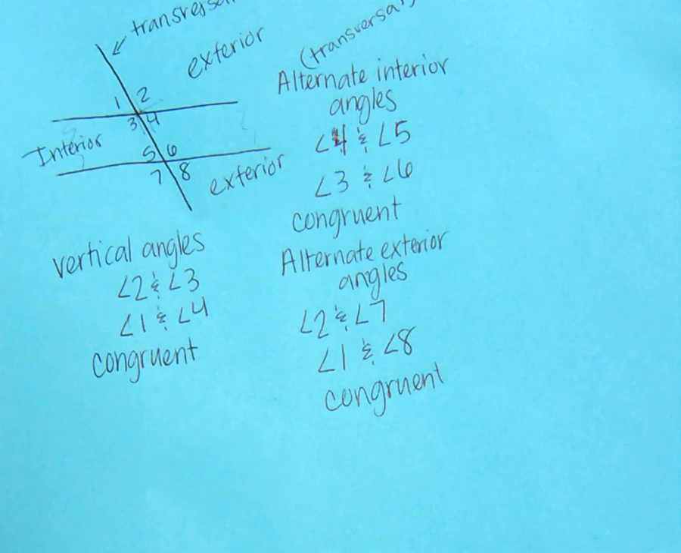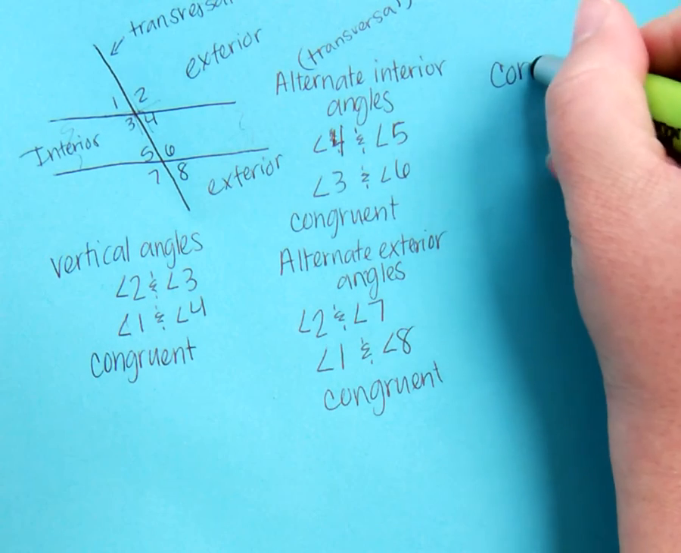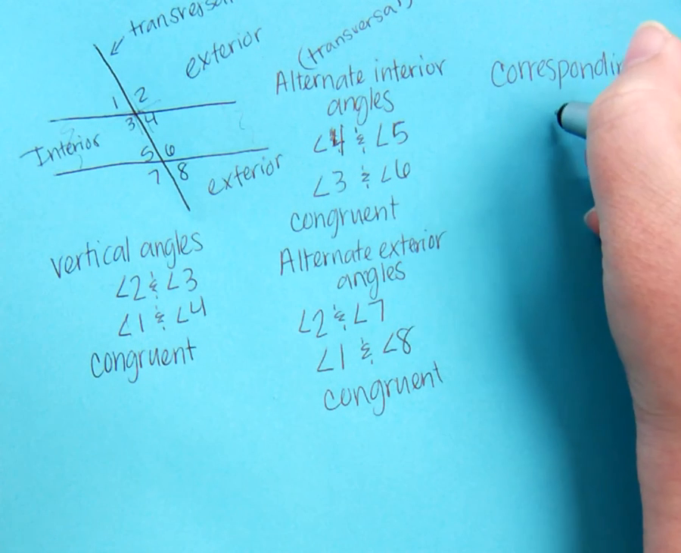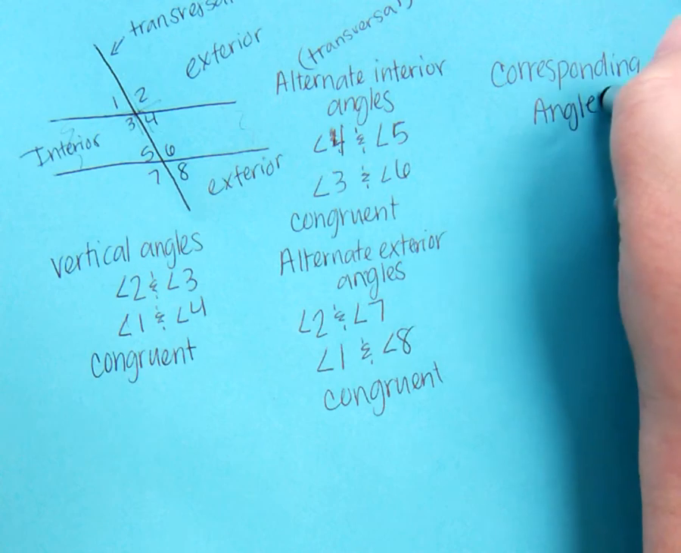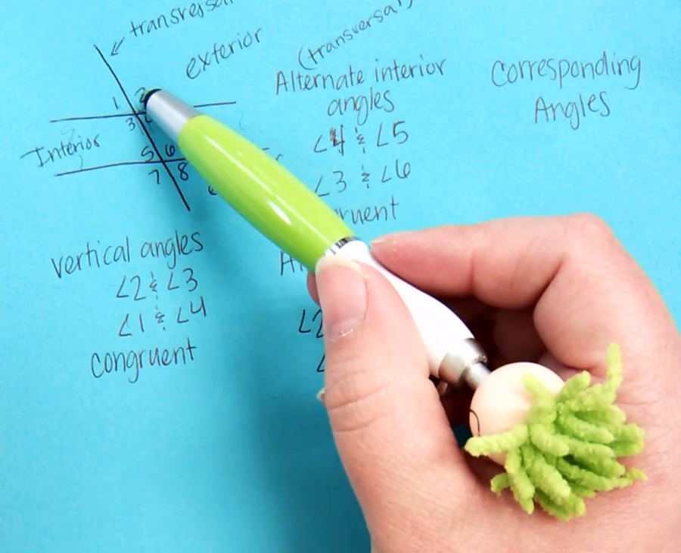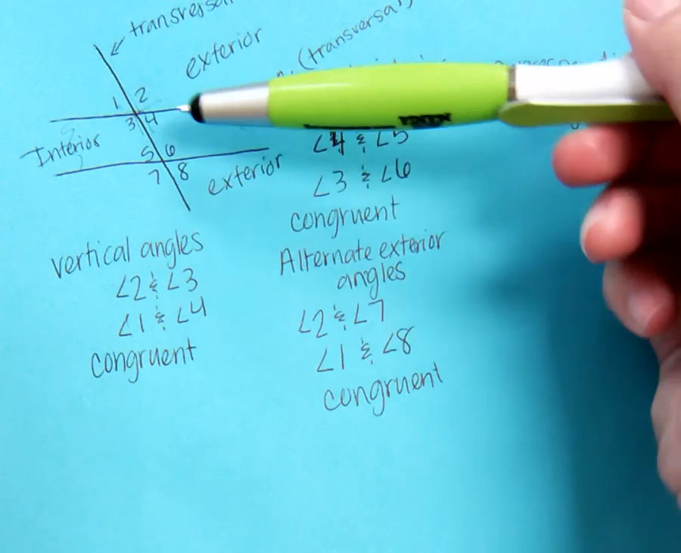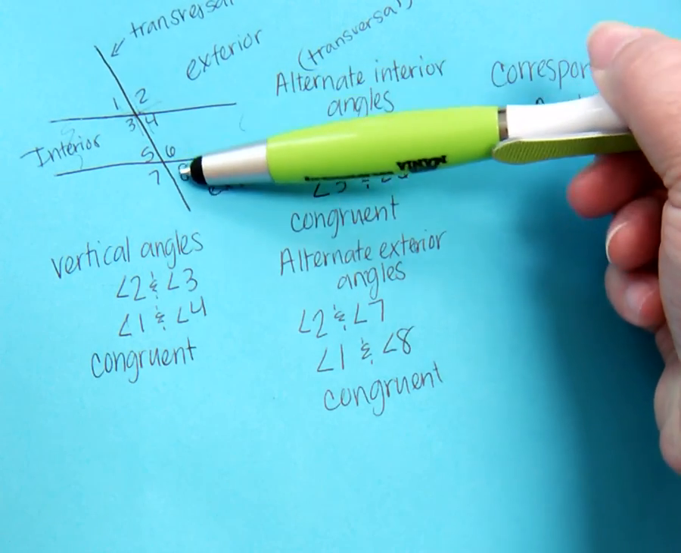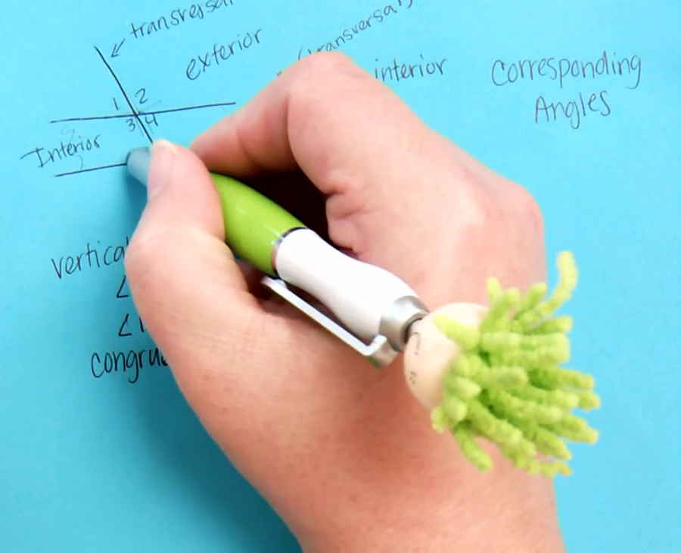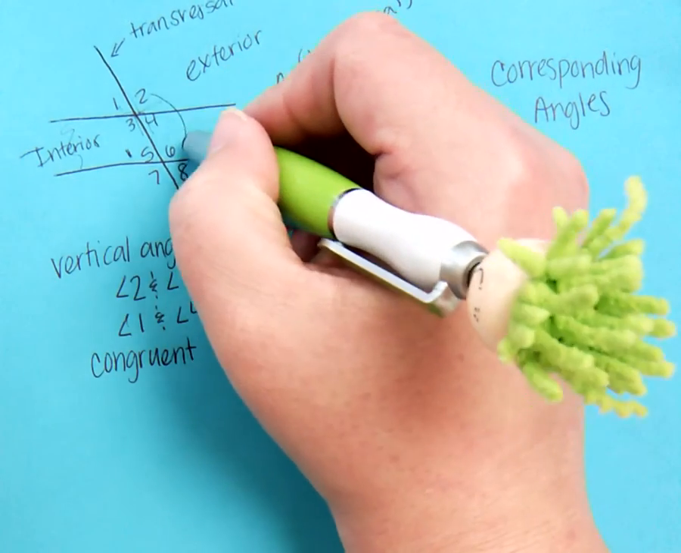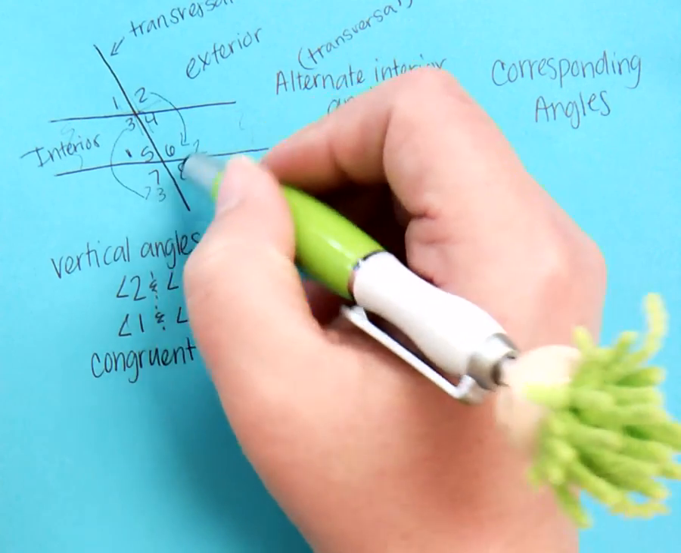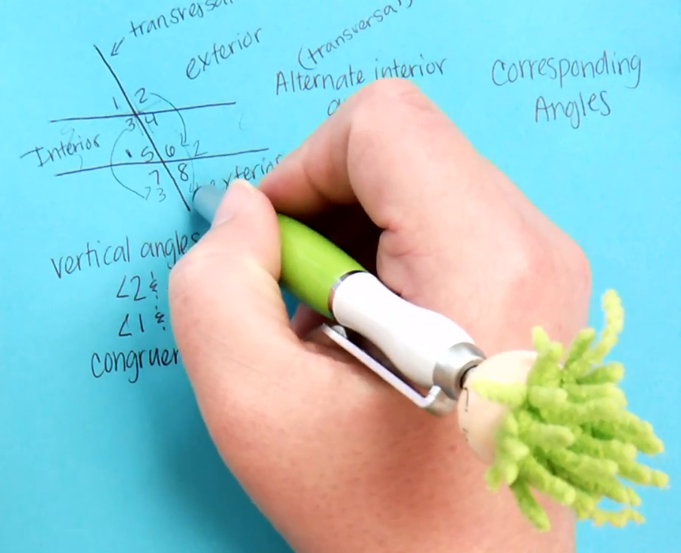We also have our corresponding angles, and there are a lot of corresponding angles. Corresponding means that they are in the same place on the other parallel line. So if I took this parallel line and I slid it down the transversal, what would happen was angle 1 would end up on top of angle 5, angle 2 would end up on top of angle 6, angle 3 would end up on top of angle 7, and angle 4 would be on top of 8.